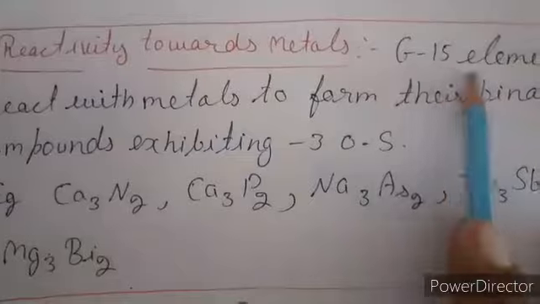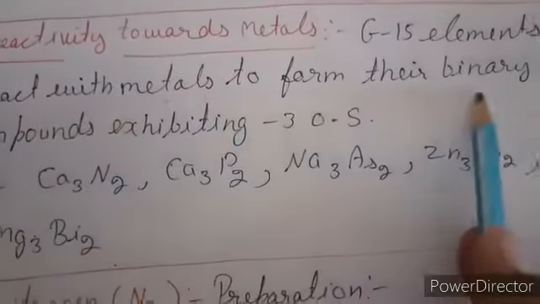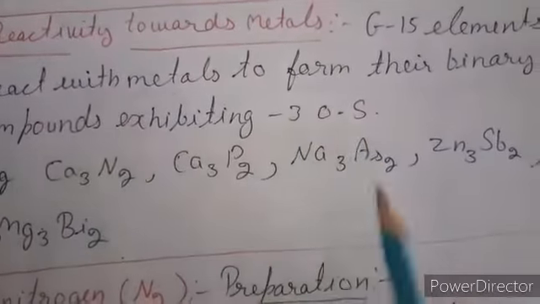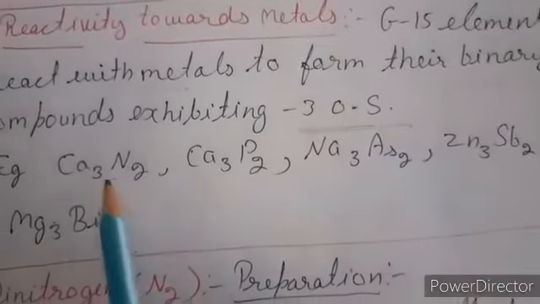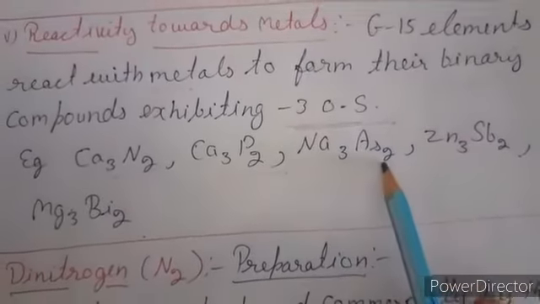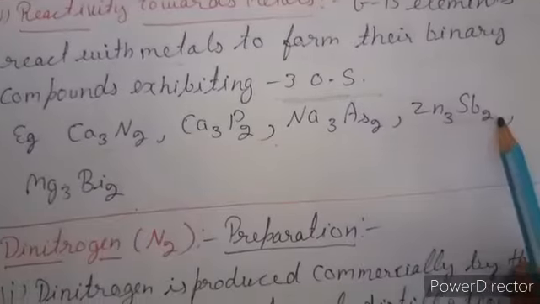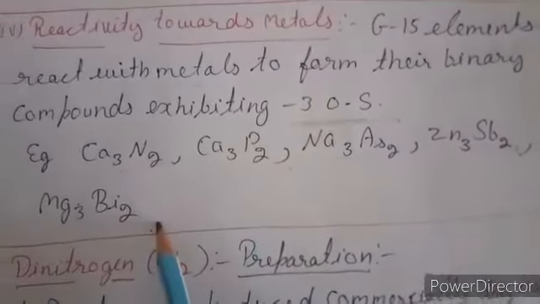Next we discuss the reactivity towards metal. Group 15 elements react with metals to form their binary compounds exhibiting a -3 oxidation state. So calcium nitride, calcium phosphide, sodium arsenide, zinc antimonide, magnesium bismuthide.